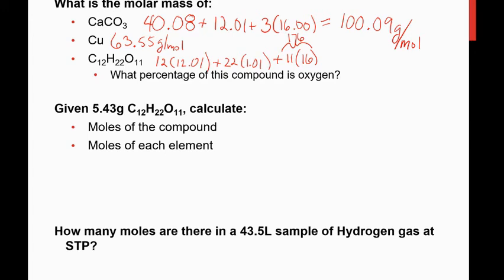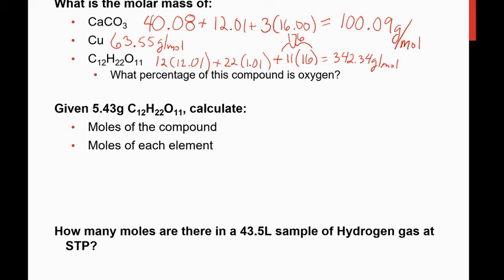Okay, so I have 144.12 plus 22.22 plus 176. That's going to give you 342.34 grams per mole.